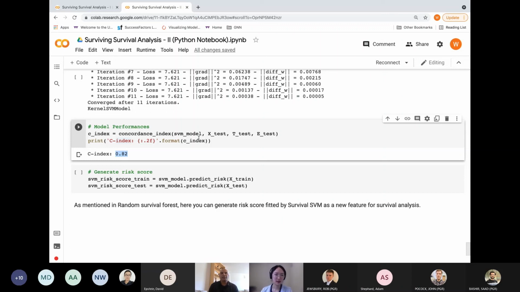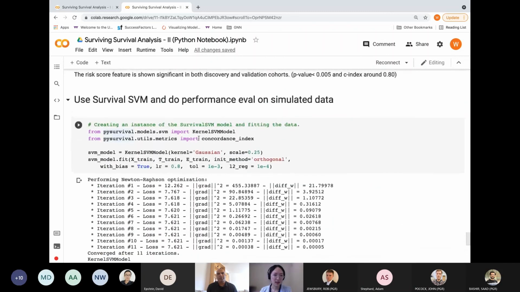Okay. And have you seen any improvements in results based on SVMs when you use nonlinear or kernelized SVMs? Yes, here I use the kernel one, and there is also a linear SVM model, but I didn't try that one. But it is included in the PySurvival package, and people can play with it. Okay. Have you shared this notebook? Not yet, and I will share this link in the chat window.